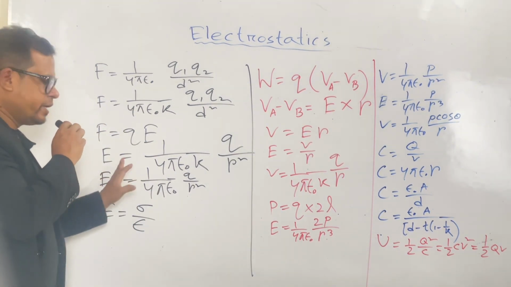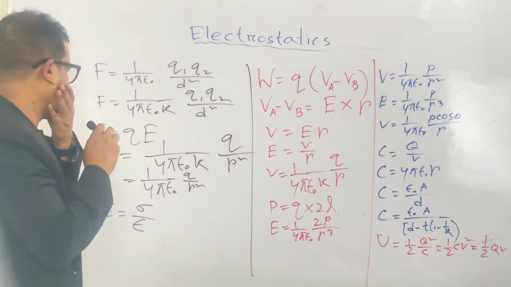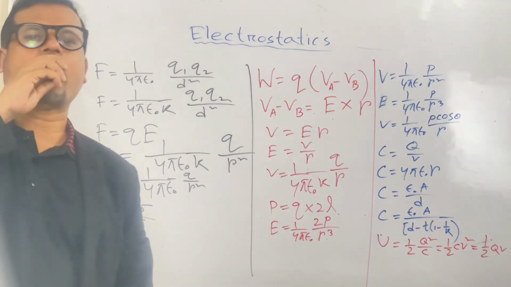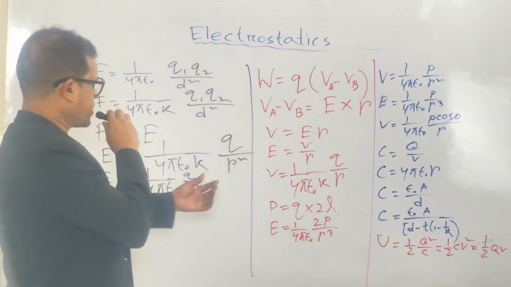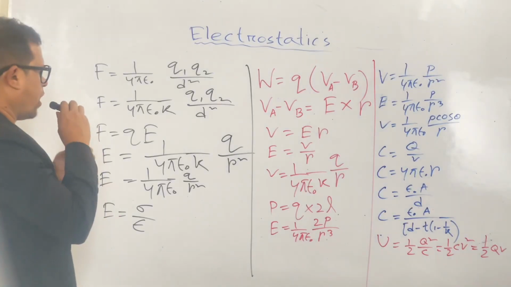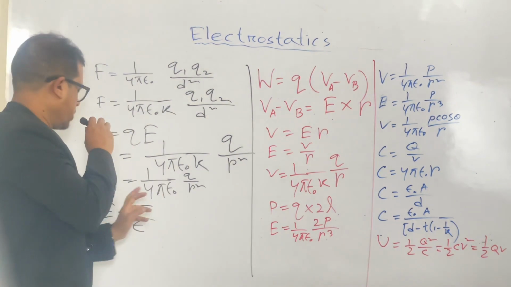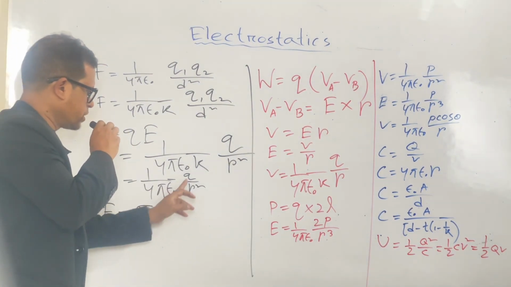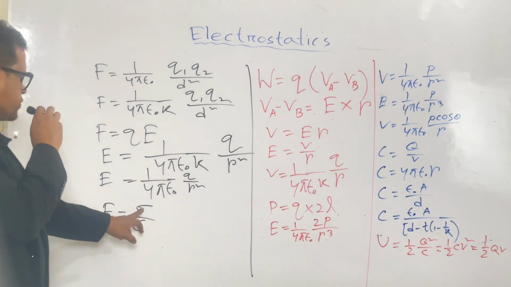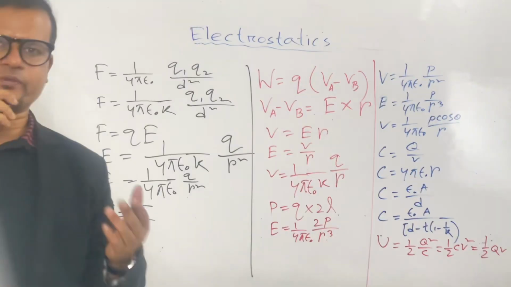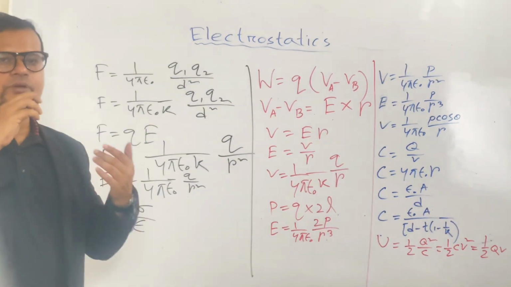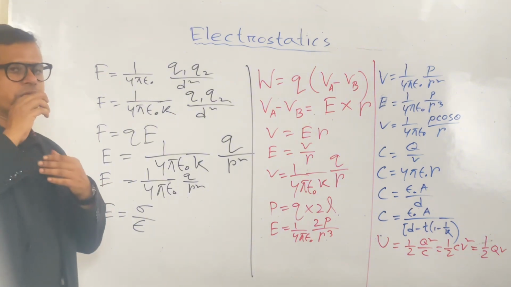And E, the intensity, equals 1 over 4 pi epsilon naught k q over r square. Here r is the distance between a unit charge and the charge. With k, E equals 1 over 4 pi epsilon k q over r square; without k, E equals 1 over 4 pi epsilon naught q over r square. Also E equals sigma over epsilon, with sigma as the numerator and epsilon as the denominator. If you know sigma and epsilon, you can find the intensity.